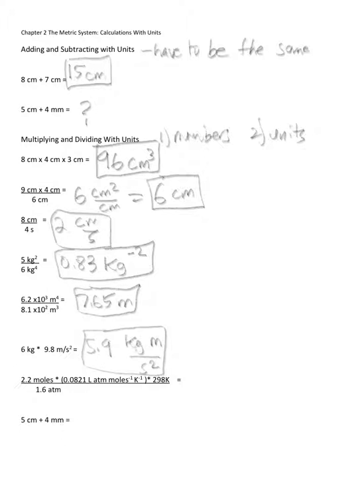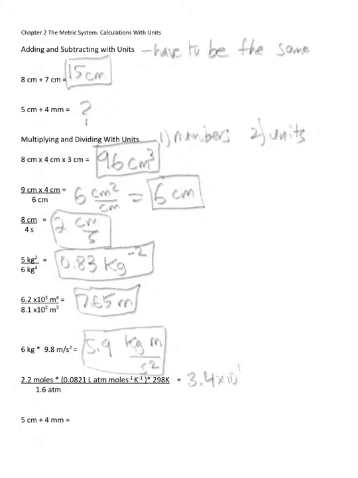2.2 moles times 0.0821 liters times atmospheres times moles to the minus 1 times kelvins to the minus 1 times 298 Kelvin divided by 1.6 atmospheres. First we do the numbers. 2.2 times 0.0821 times 298 divided by 1.6, and we will get 3.4 times 10 to the 1 on our calculator, or 34.